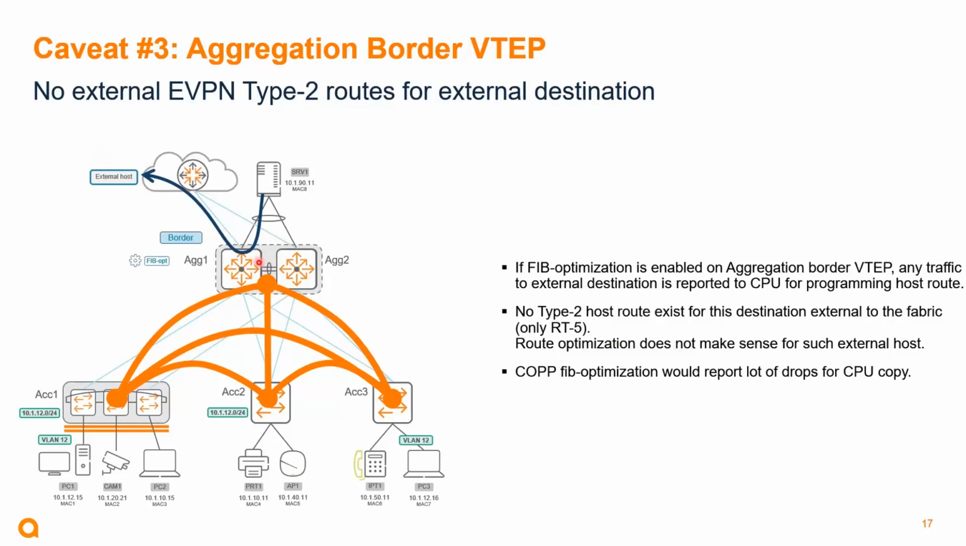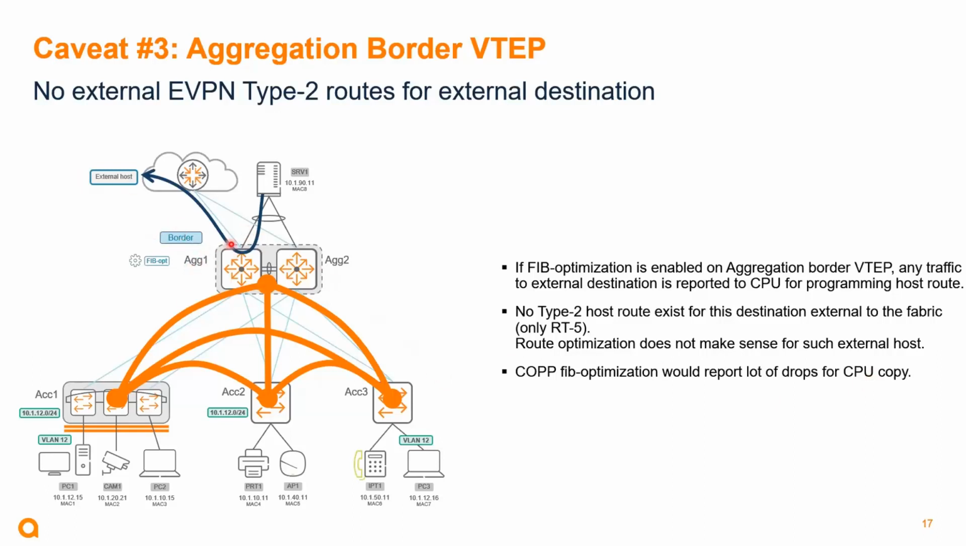So the route optimization does not make sense because there is no type 2 to be programmed there. First of all, it does not make sense. And if it is programmed, as there is no type 2 routes, the software copy of the packet will try to program something, and it will lead to a lot of drops in the CPU copy without any effect. So that's not recommended.